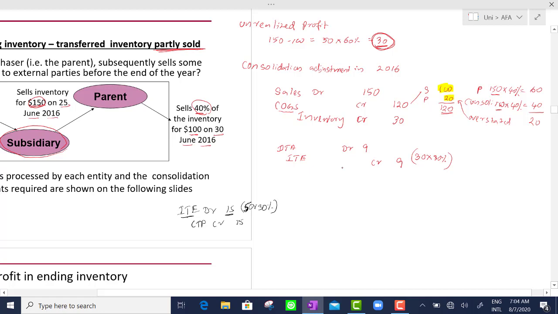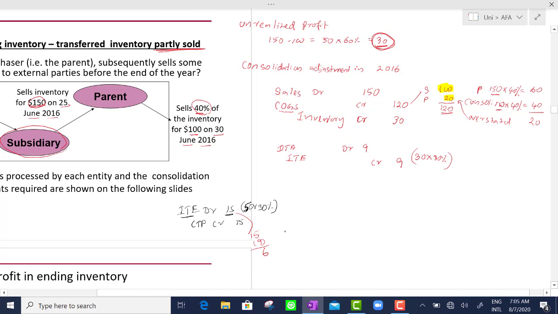Now look, the income tax expense had 15, but we reduced 9 from it. 15 minus 9, then what is left is 6. What is 6? It is the income tax relevant to the inventories sold to the external customers. This is the income tax relevant to the amount sold to external customers.